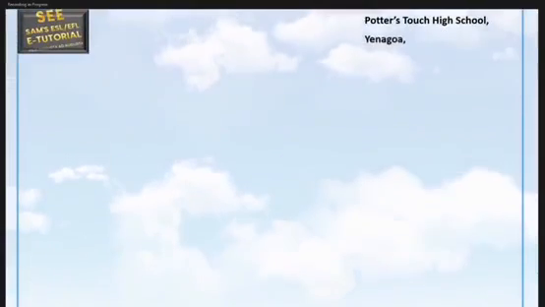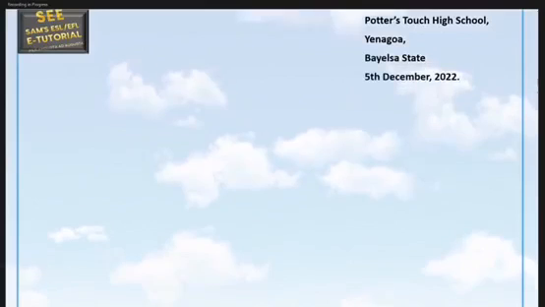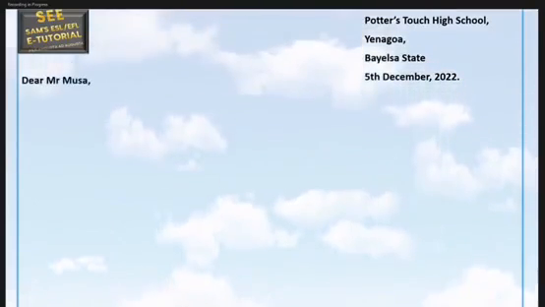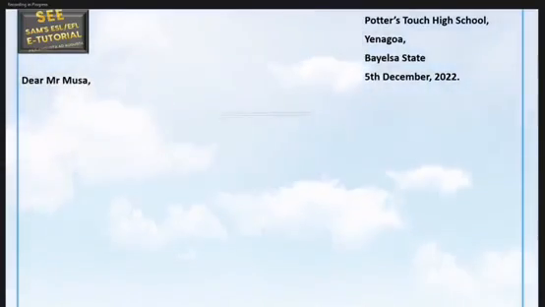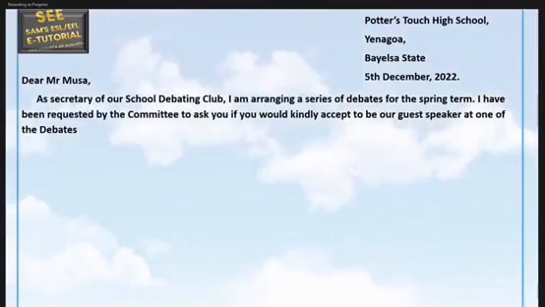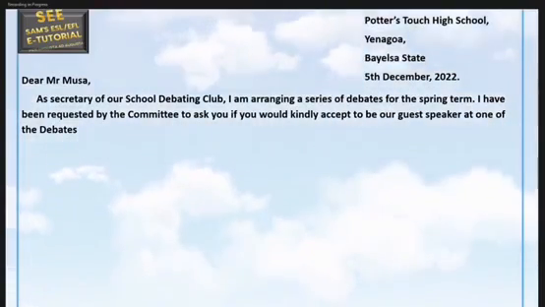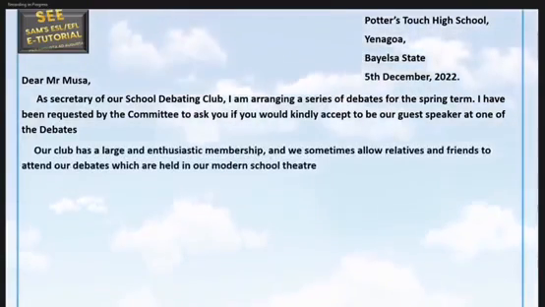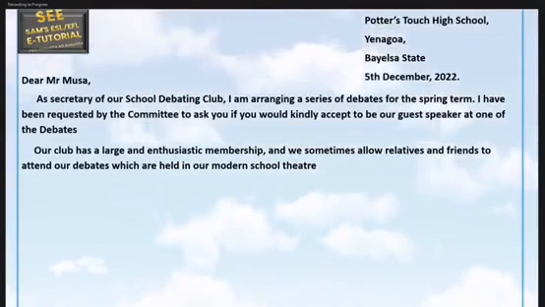Okay, so now let's take a look at a model, and thereafter we shall call it a day. Here is a model I have. Now my model goes like this. Potter's Touch High School, Yenagua, Bayelsa State, 5th December 2022. Dear Mr. Musa, look at the title of that person, Musa Kama. As the secretary of our school debating club, I am arranging a series of debates for the spring term. I have been requested by the committee to ask you if you would kindly accept to be our guest speaker at one of the debates.